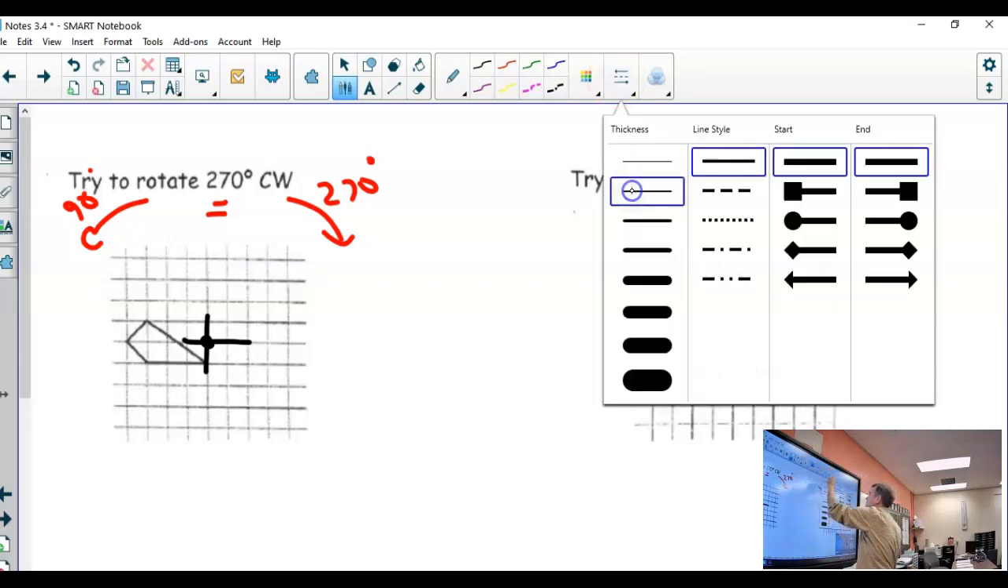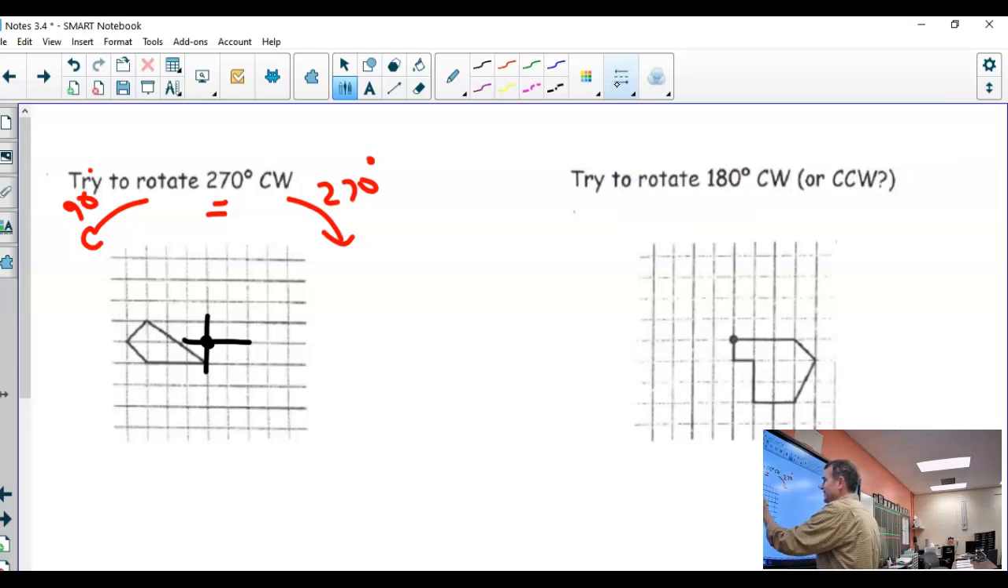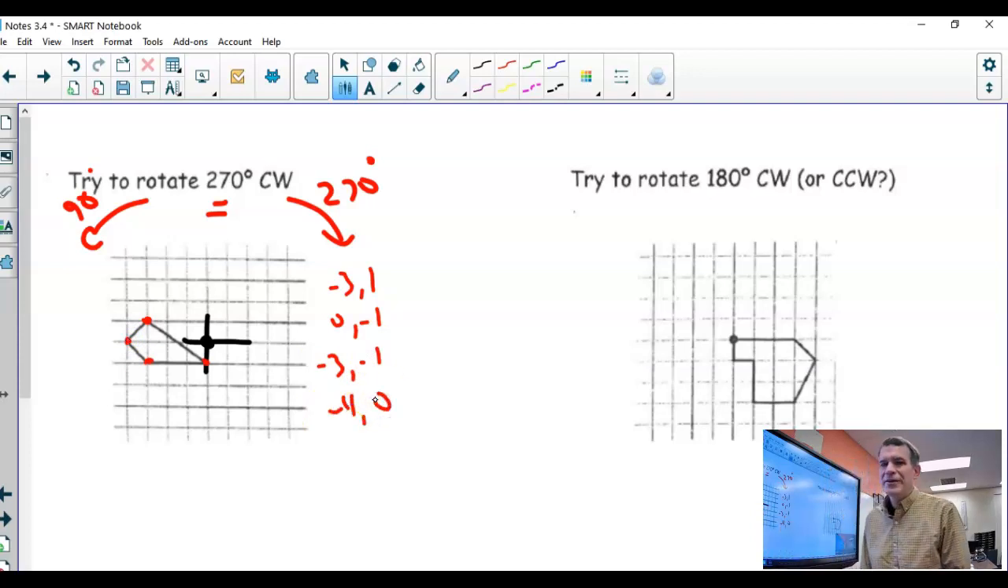So let me record a few things. So this point ended up at negative 3, 1, right? And this point is at 0, negative 1. And this point is at 3, negative 1. And finally, this corner is at negative 4, 0. So I have recorded where my shape ended up after the rotation.